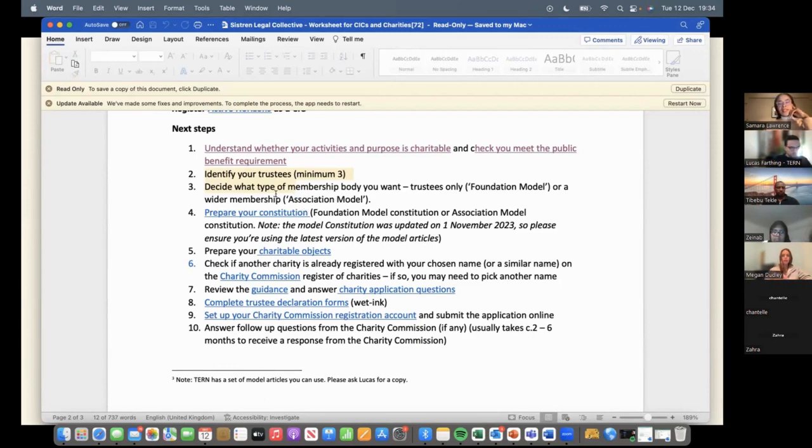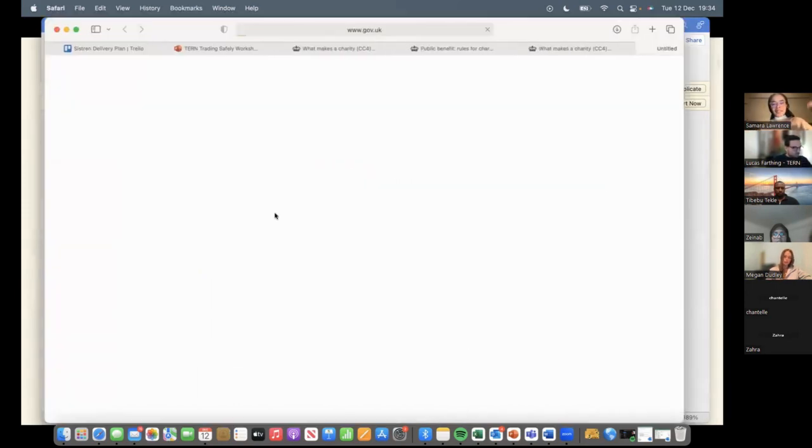And then you need to understand the constitution. The constitution of your organization is the governing document, and every charity needs to have one of these when you set up the organization.